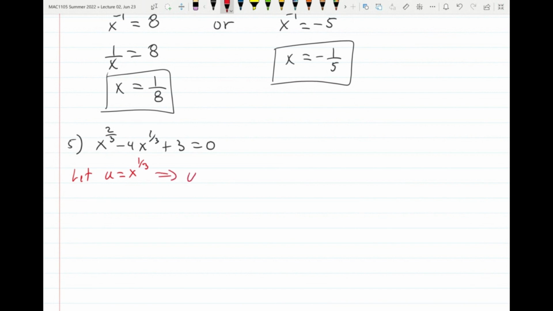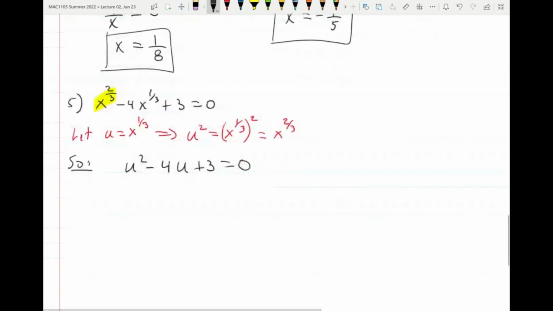If we do so, then what is u squared? x to the 2 thirds. Let me do the steps here. It will be this guy squared, so you multiply the exponents and get 2 thirds, and here it is. So we are in business. What equation do we get? u squared minus 4u plus 3 equals 0.